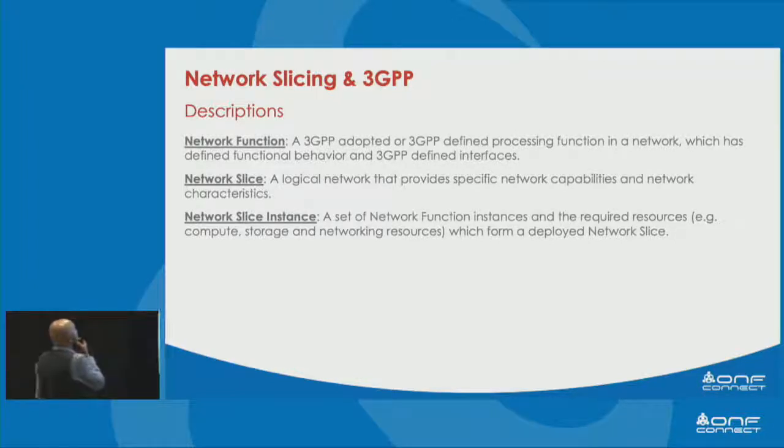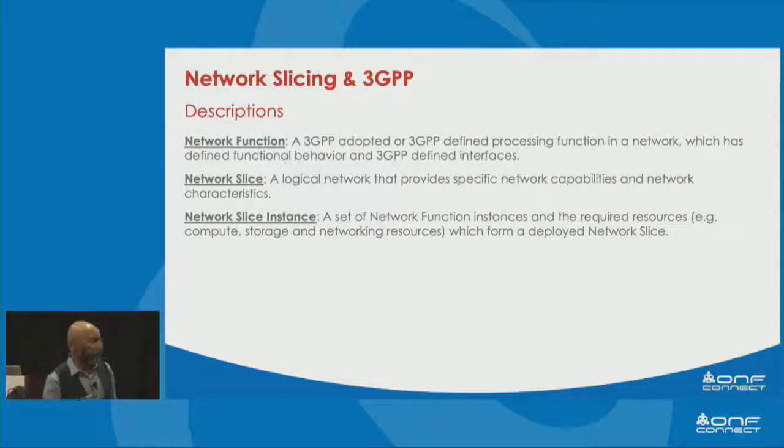So within 3GPP, starting with release 15, there is network slicing. And the network slicing solution is confined to core networks. So let's first start with some definitions which will make sense for everyone. So according to the network slicing standard, a network function is a 3GPP adapted or defined processing function in a network. So it's a VNF that is 3GPP defined. A network slice is a logical network that provides specific network capabilities and network characteristics. This is how they define it.